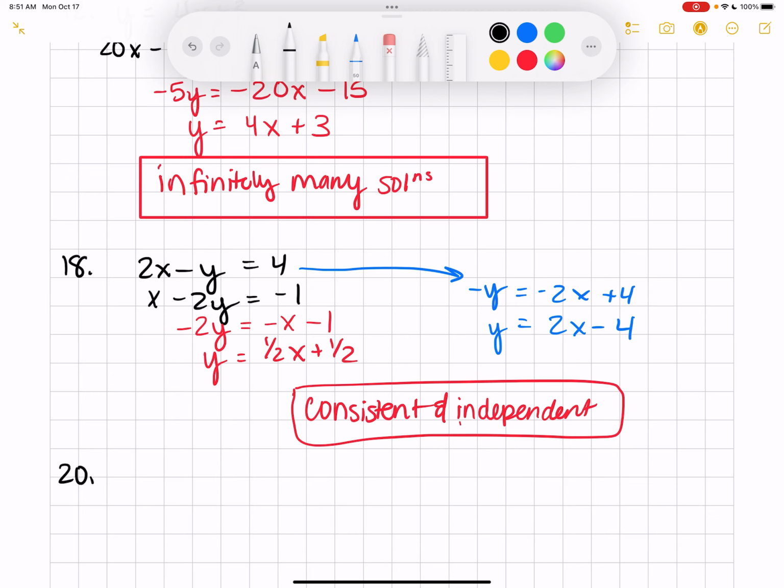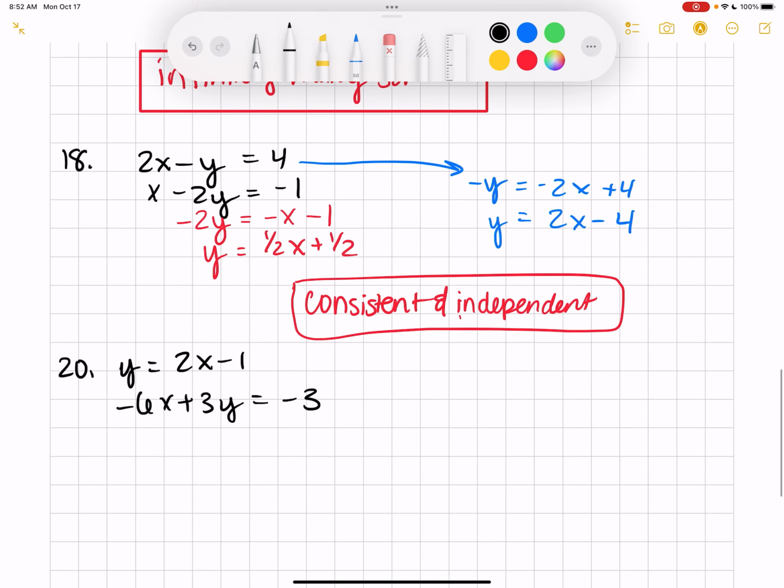We've got y equals 2x minus 1 and negative 6x plus 3y equals negative 3. So the top one's already in the right form, so I'm just going to manipulate the bottom one. So add the 6x, so 3y equals 6x minus 3. Then divide by 3, y equals 2x minus 1.